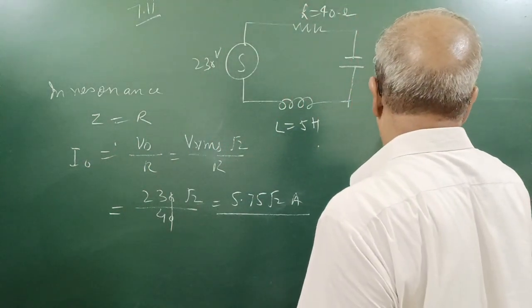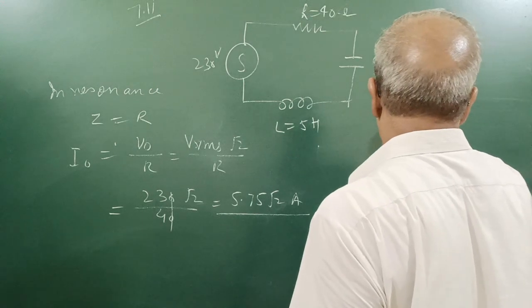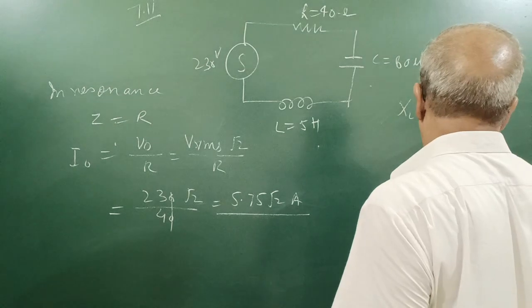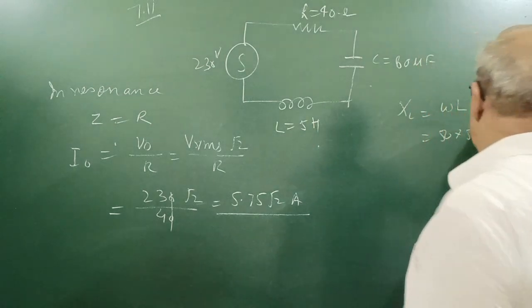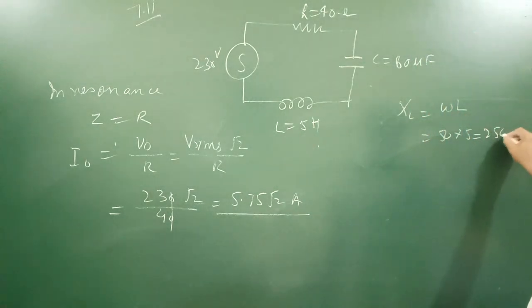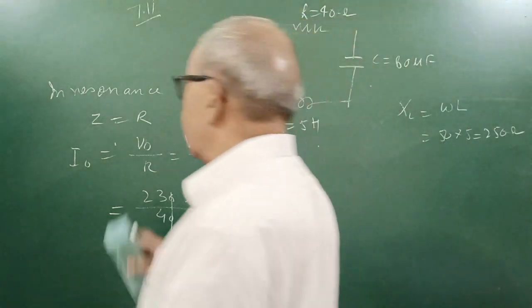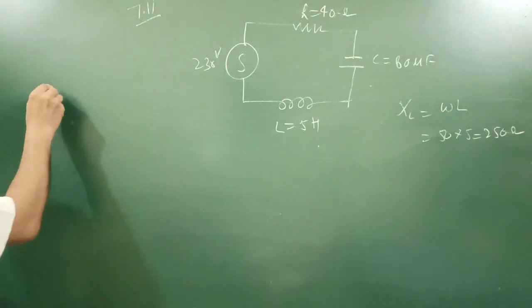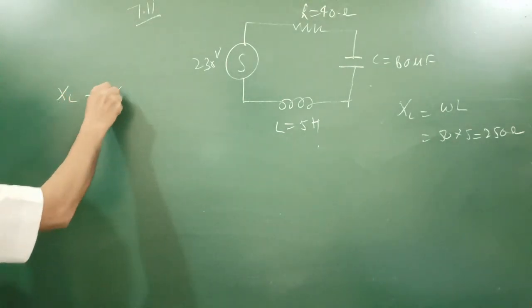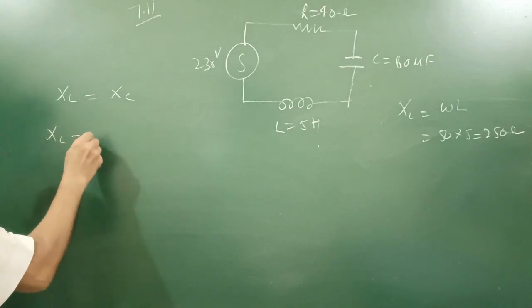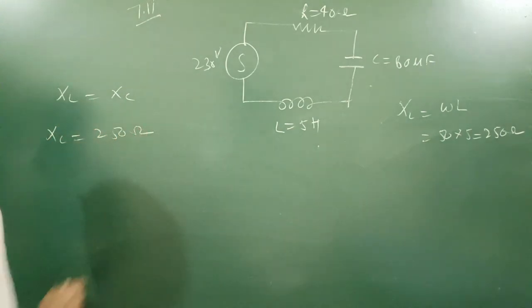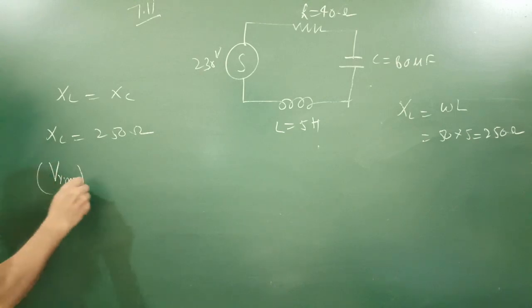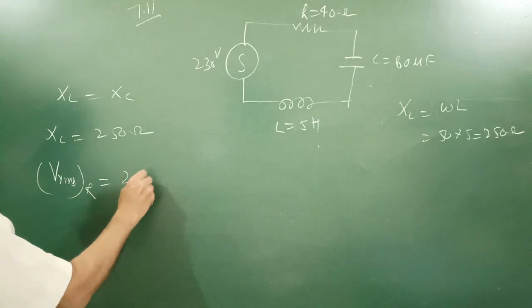So we need now omega L. XL is equal to omega L, which is 50 into 5, that is 250 ohm. And since in resonance condition XL is equal to XC, XC is also 250 ohm. Now you are asked the VRMS across each element. Across R it will be 230.